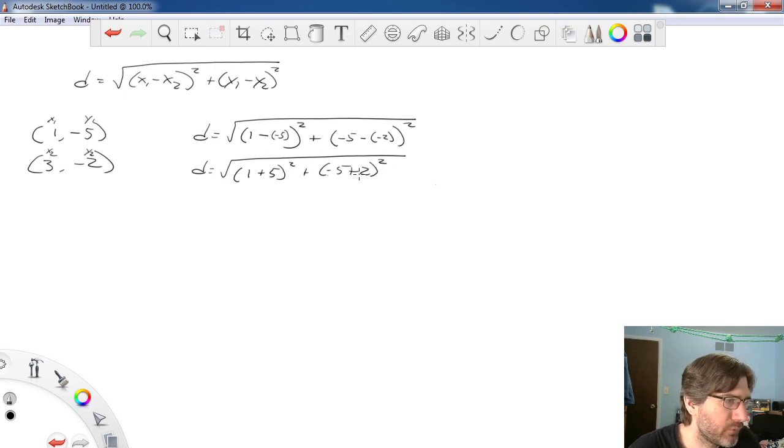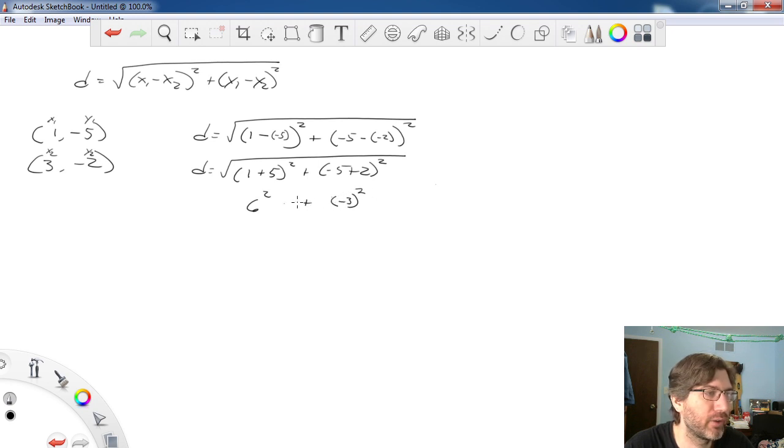Here, solve your parentheses and square it. You can probably do it in one step, but we'll do 6 squared plus, and then watch your signs here. We have a negative 5 plus a positive 2 now. So this is going to become a negative 3. Watch it because it's the negative 3 that's going to be squared here. So do not combine that with this plus sign yet because we need to square it first.